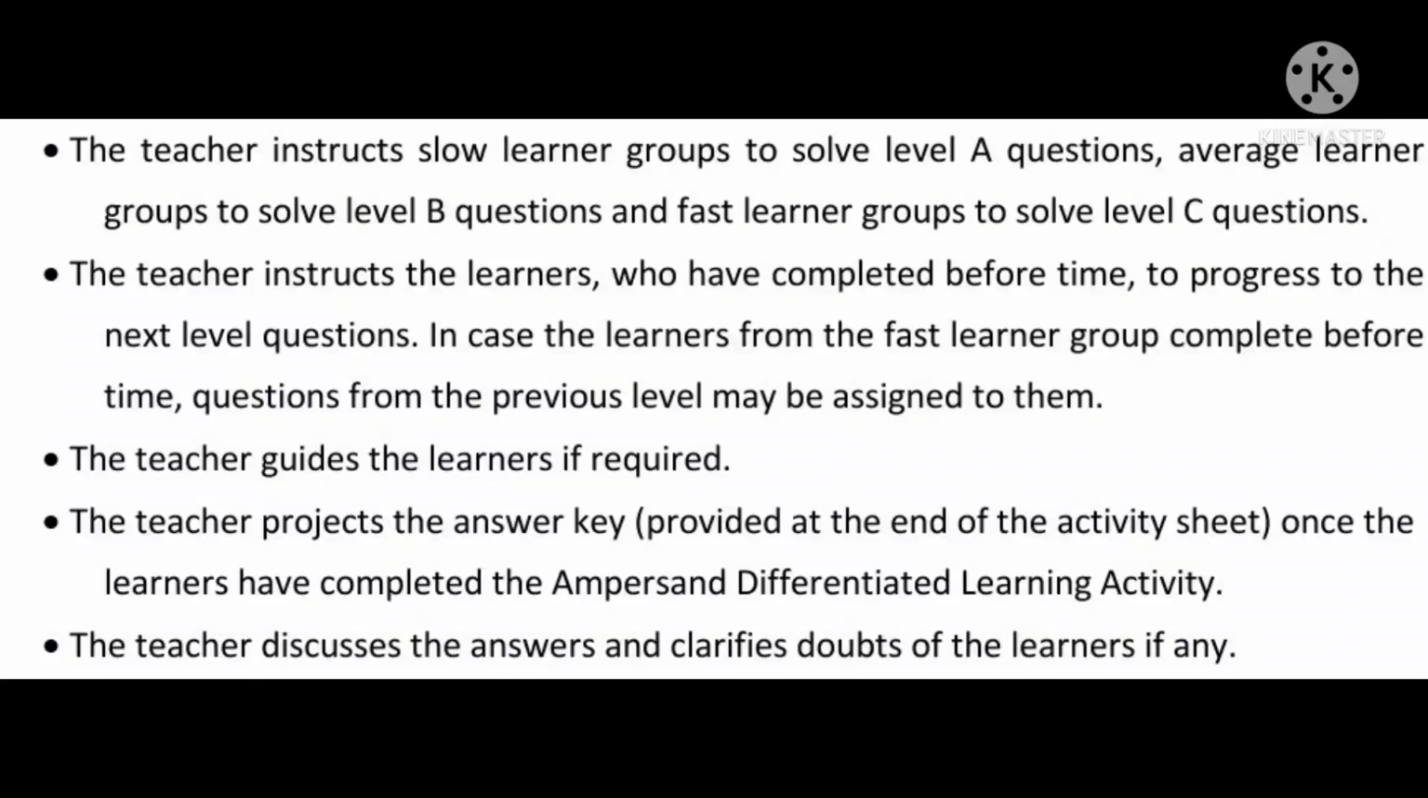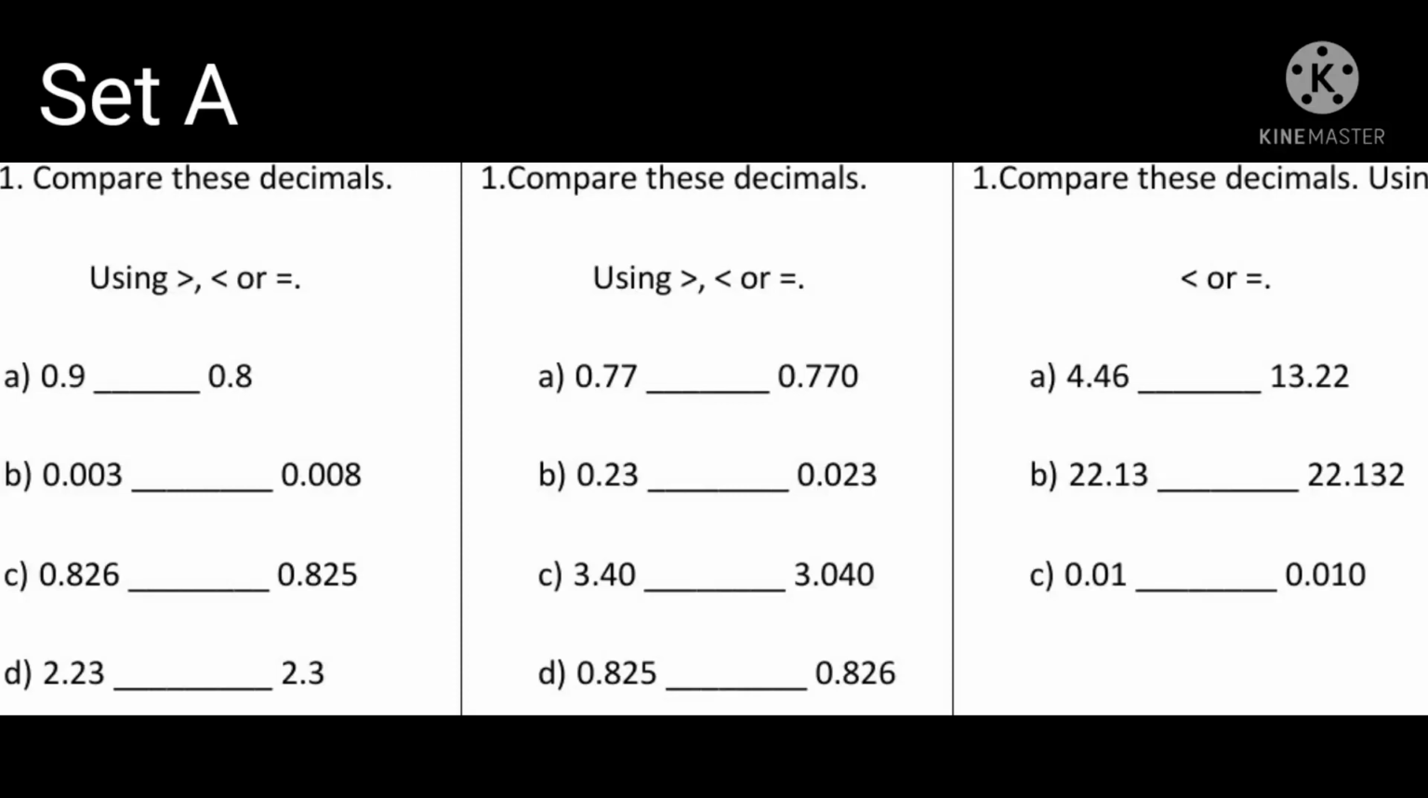The teacher instructs the students who have completed before time to progress to the next level questions. In case the students from the fast learner group complete before time, questions from the previous level may be assigned to them. Okay, so the questions which would be given to the students would be set A. These are the questions as you can see on the screen.